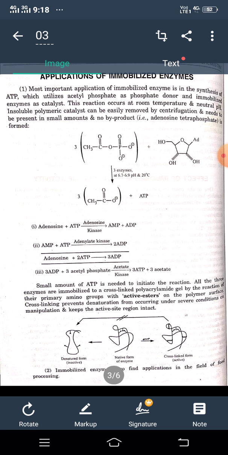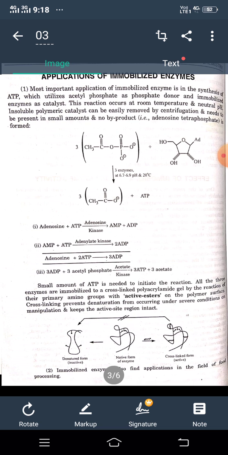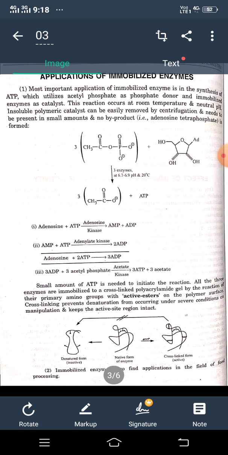adenosine tetraphosphate is formed, as shown in the following reaction. Adenosine plus ATP gives AMP plus ATP. Secondly, AMP plus ATP, with adenylate kinase, gives 2 moles of ATP. Then adenosine plus 2 ATP gives rise to 3 ATP. Then 3 ADP plus 3 acetyl phosphate in presence of acetate kinase gives 3 ATP plus 3 acetate moles.